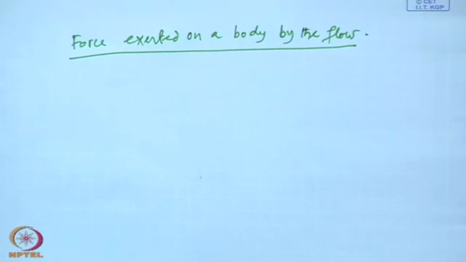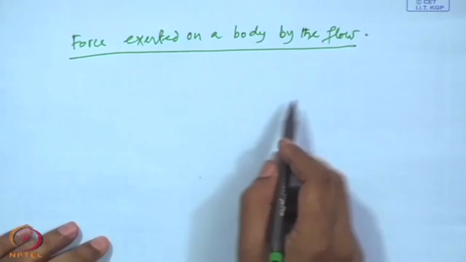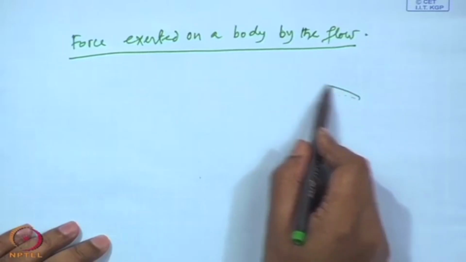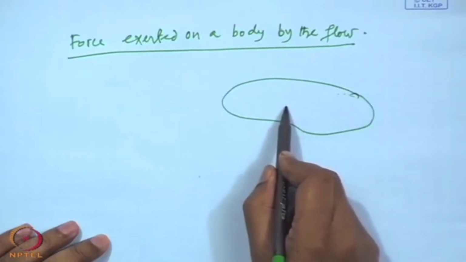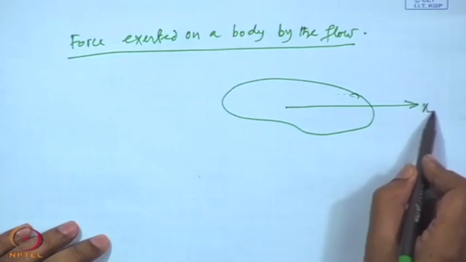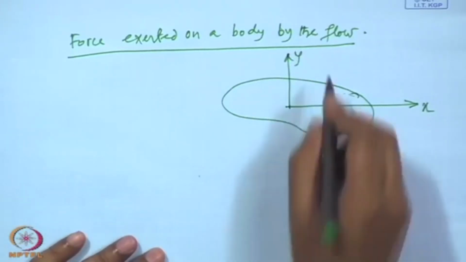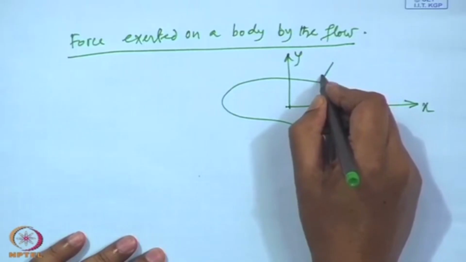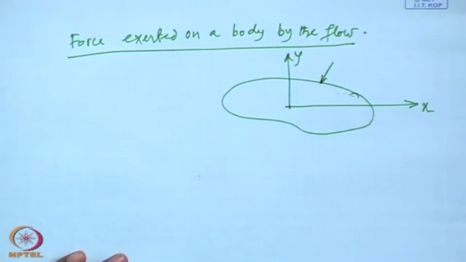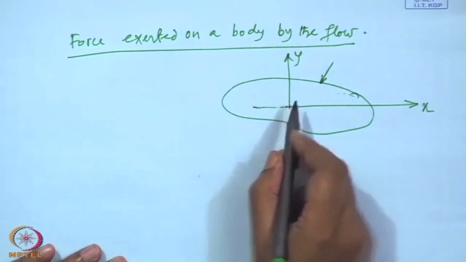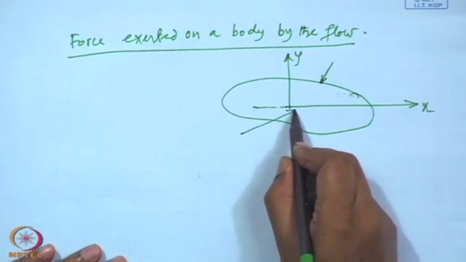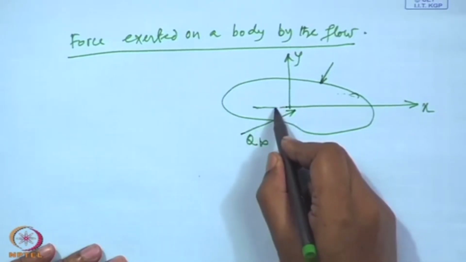The x component of the force, the force is only because of pressure. Let us consider a body, any arbitrary body. The pressure is acting normal to this body. Okay. The pressure is always normal to the body. The flow direction can be taken to be like this, q infinity, and this angle is alpha.